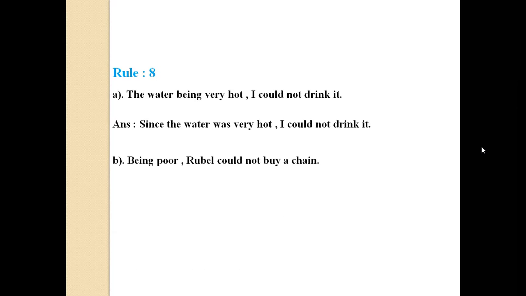Number B, being poor, Rubel could not buy a saint. Here the sentence starts with being, so make it complex like this: since or as, since Rubel was poor, use was instead of being. He could not buy a saint.